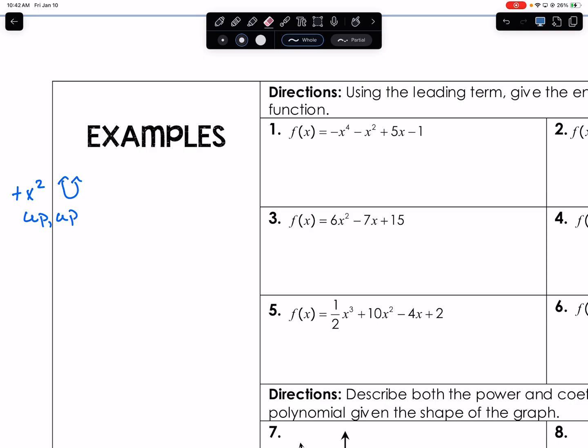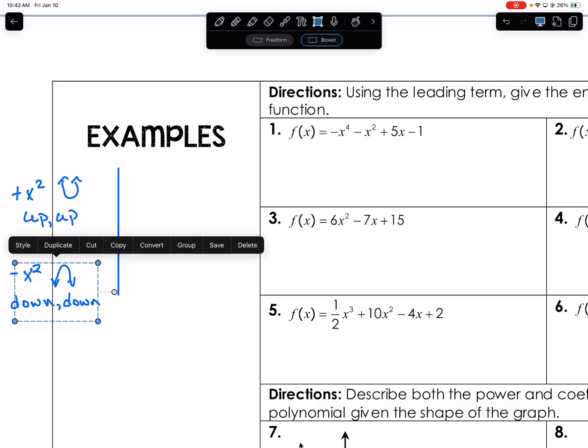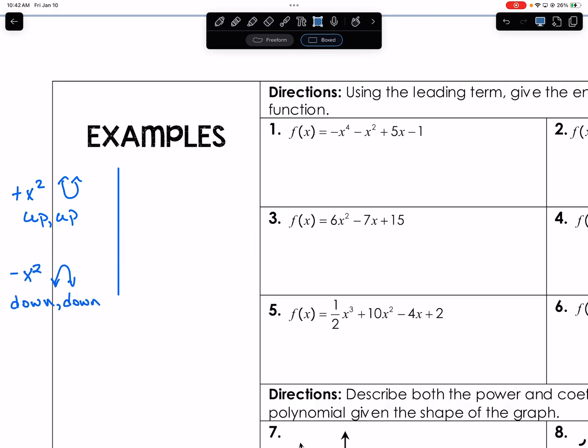And then we're going to have negative x squared. It's upside down when it's negative x squared, so then it's down, down. We're talking about the end behavior here, which I did not make clear. Okay? So up, up, down, down. The only reason I wrote squared is because you guys know what those graphs look like. What it means is that squared stands for any even exponent.